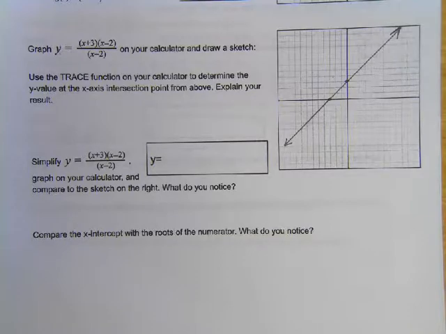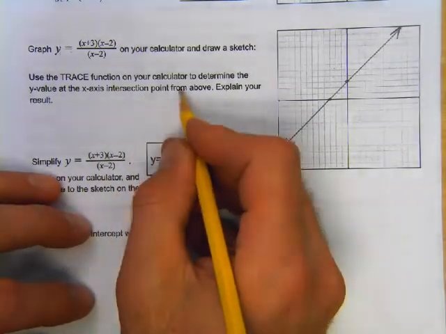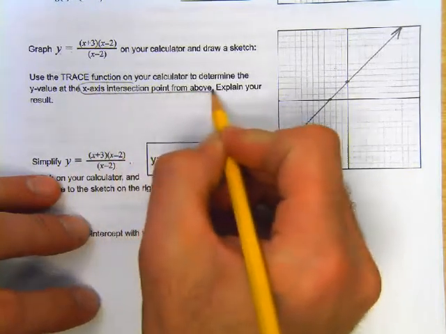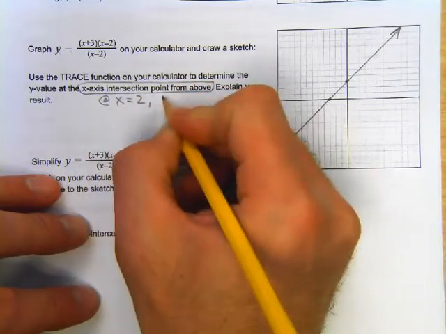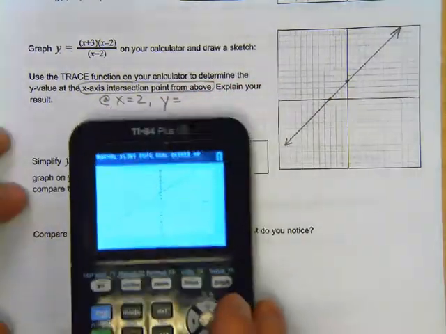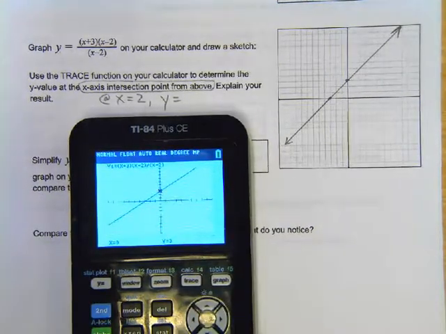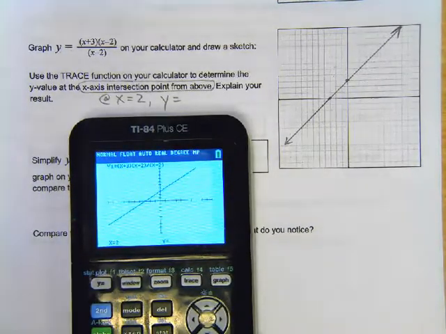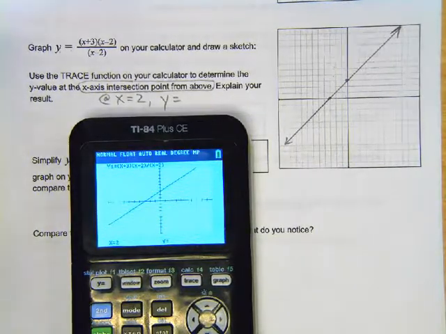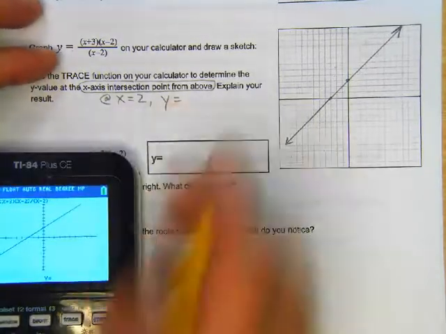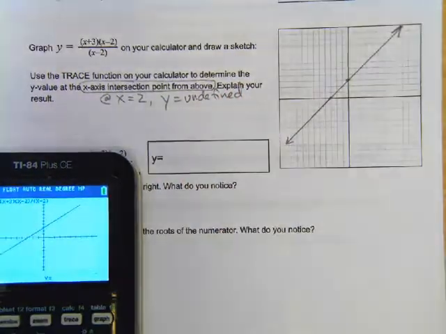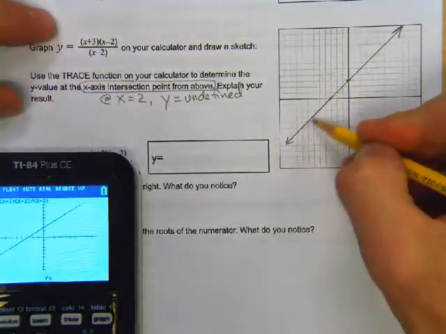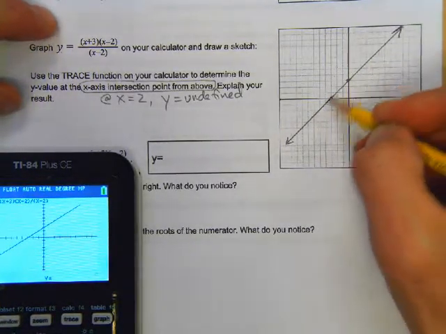And the next step says use the trace function on your calculator to determine the y value at the x-axis intersection point from above. Well, the x-axis intersection point from above was x equals 2. So what we can do is press the trace button, press 2, enter to get the y value. And it's undefined. Excellent. So y equals undefined.